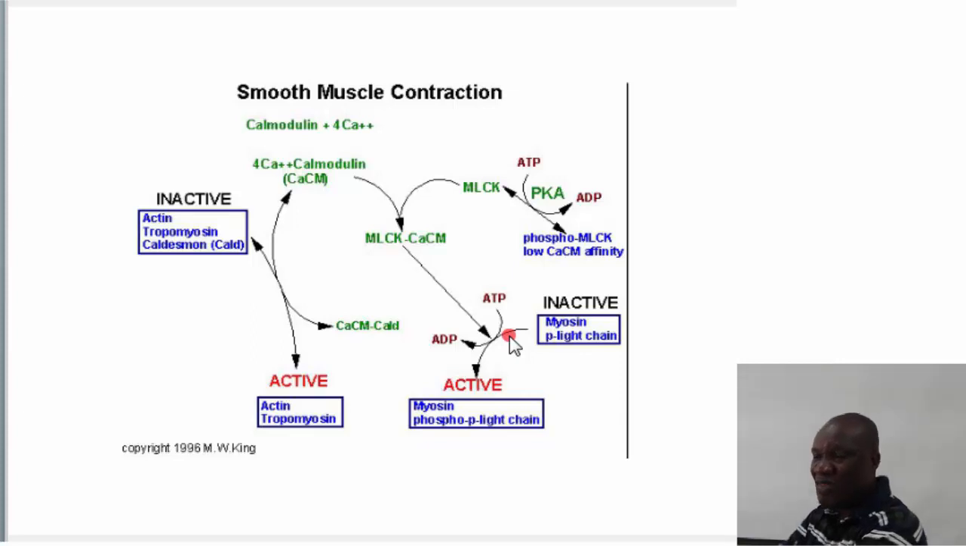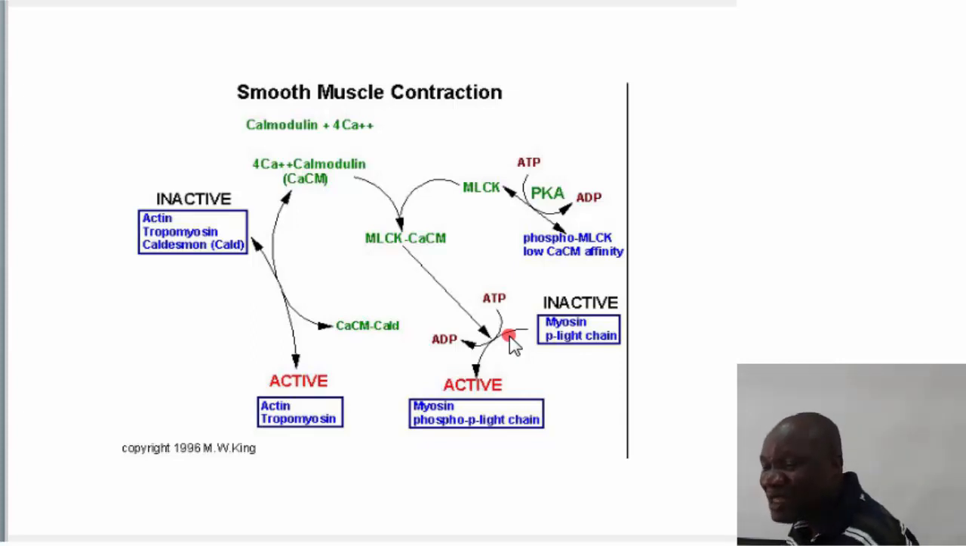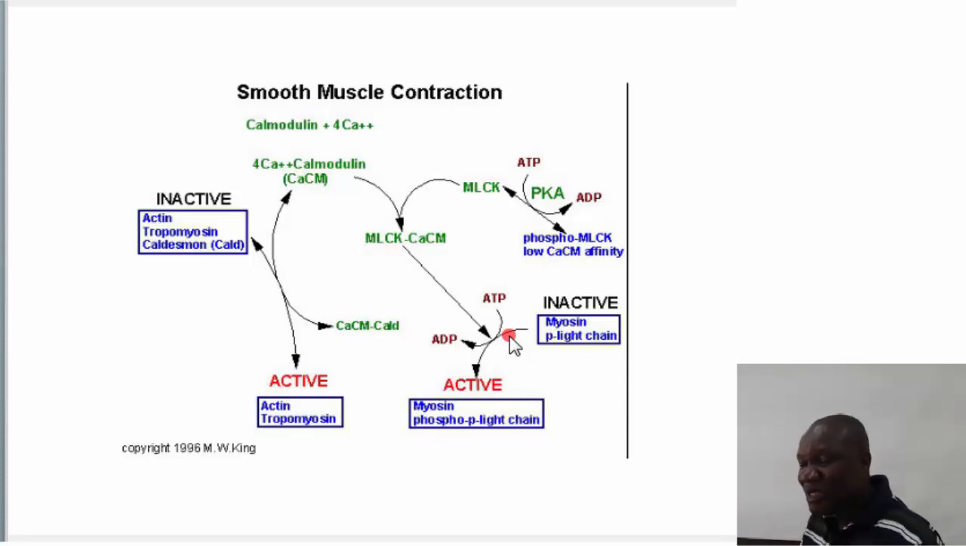Good. The myosin light chain, when it's activated, would make the cross bridge activated. You see here, the cross bridge needs to be activated before it goes to the cross bridge cycling. So once it's activated, ATP will bind to it. ATP will be hydrolyzed into ADP and inorganic phosphate. And we have our power stroke, then contraction, then detachment, just like we saw in skeletal and cardiac muscle.